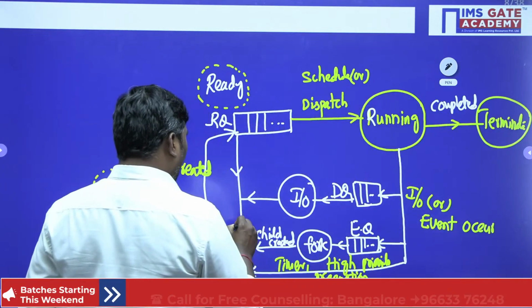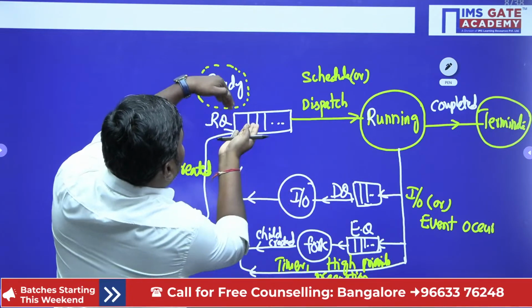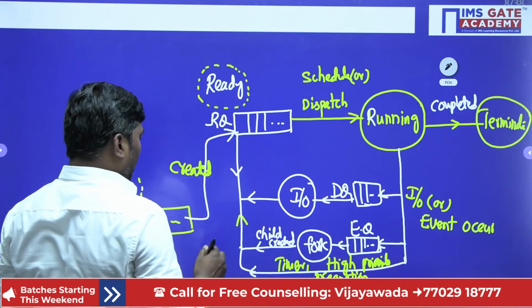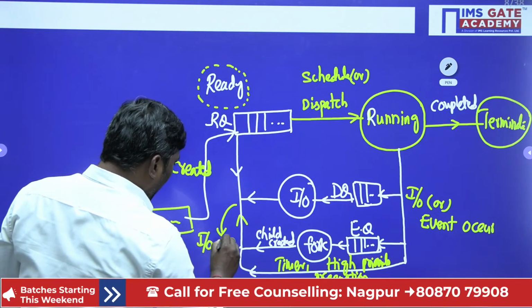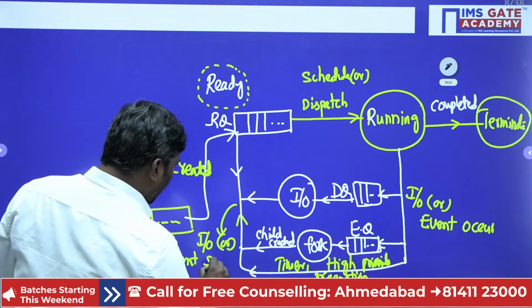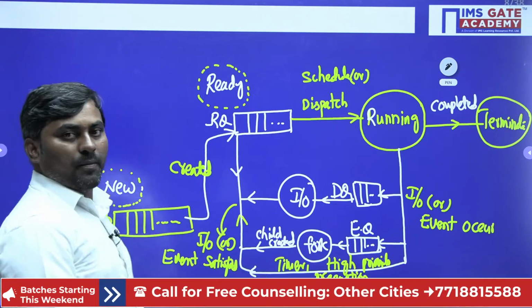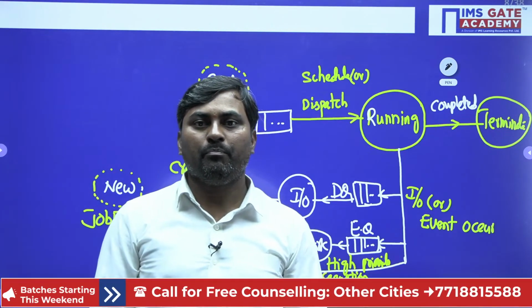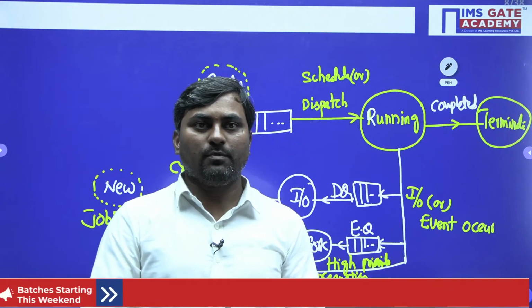Now this is a transition. Once all the IO activity or any event is satisfied, the process eventually moves to ready. So I am marking this as IO or event satisfied. Clear? Is everything visible? IISc, please respond. Is everything visible?